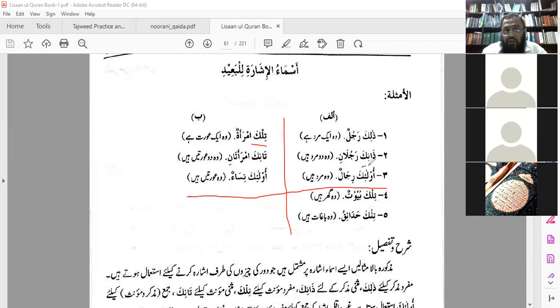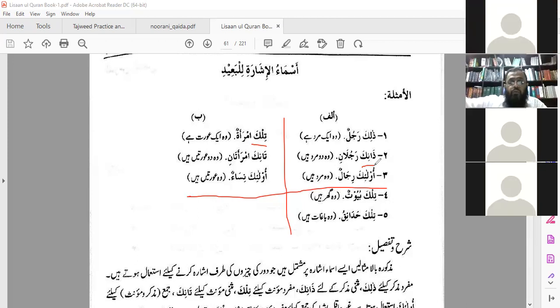For musanna mudhakkar, we use dhanika rajulani, those are two men. And for two muannas, thanika imratani, those two are women. And ulaik is used for jama muzakkar and for jama muannas. Ulaik is the same, a common word.